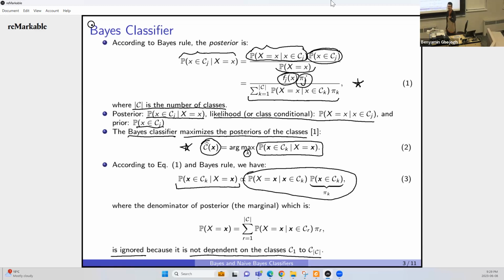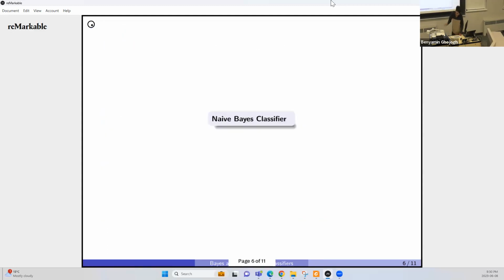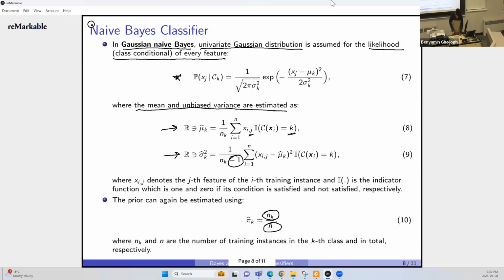But why don't people use that? Because it's hard to compute this posterior. If you know the posterior, use Bayes classifier. This is the best. Okay. That's why we make an assumption and make it naive Bayes and all other things. So what were we saying?